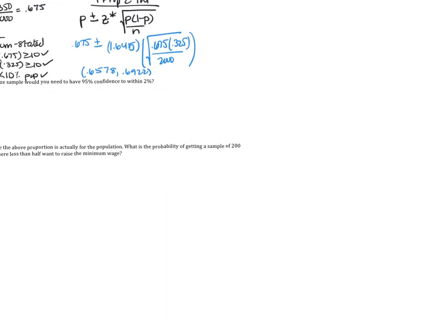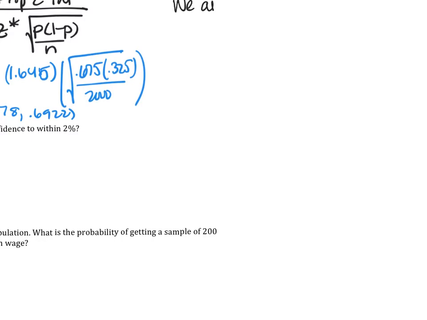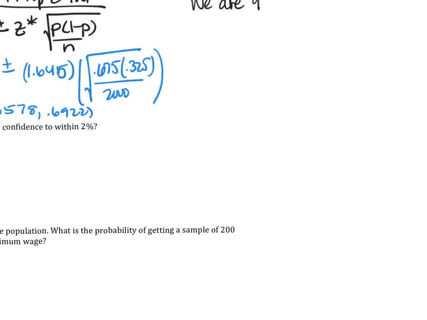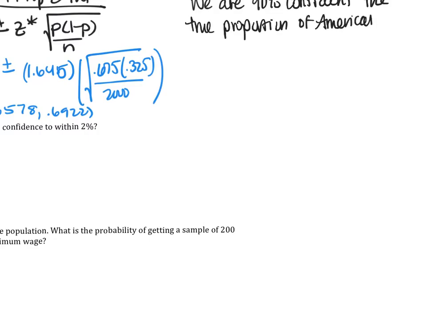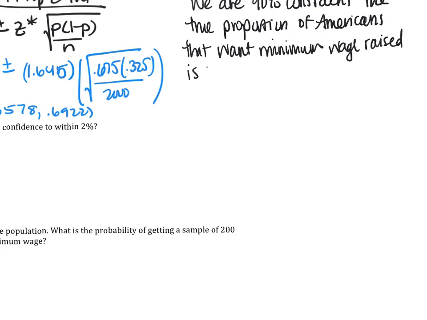So we are 90% confident the true proportion of Americans that want minimum wage raised is between 65.78 and 69.22%. All right.